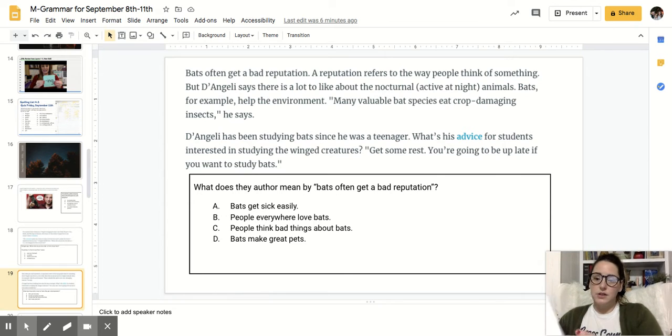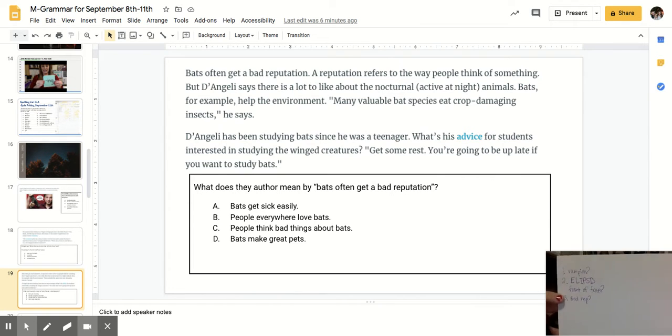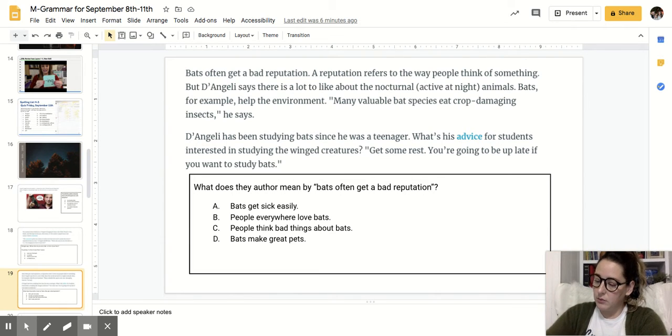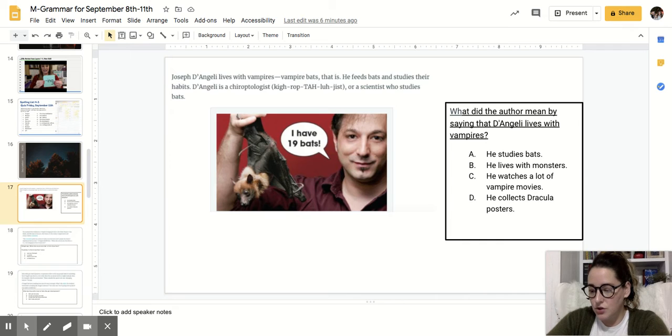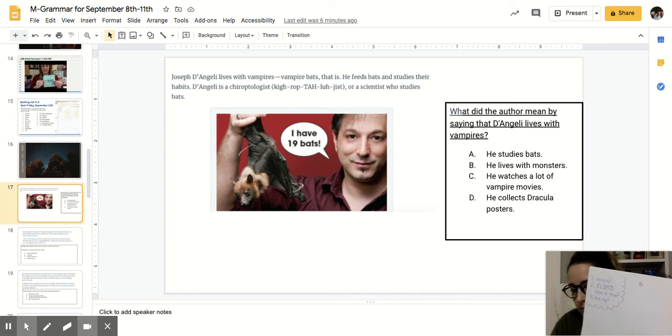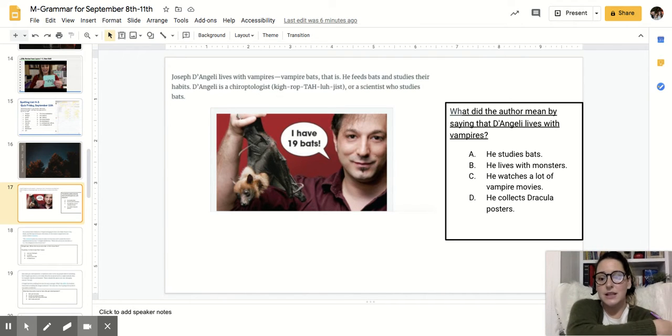Okay. So I've previewed my questions and I've written down just some small notes so that it can be in my mind as I read. I'm back on slide 17. I'm going to draw the 9 with the line, paragraph symbol 1. I'm going to read it, jot down what it's mainly about. Joseph D'Angeli lives with vampires. Vampire bats, that is. Bats. He feeds bats and studies their habits.